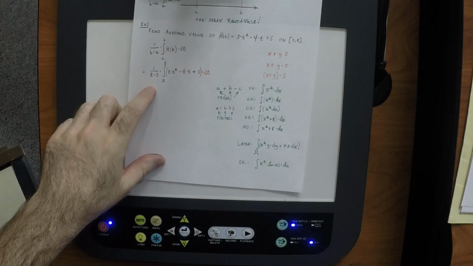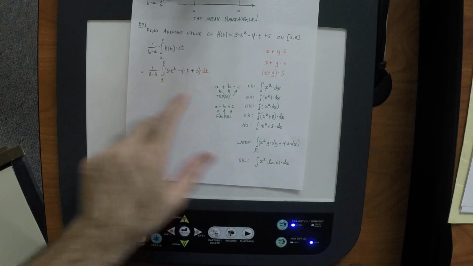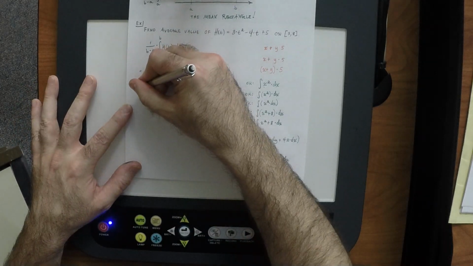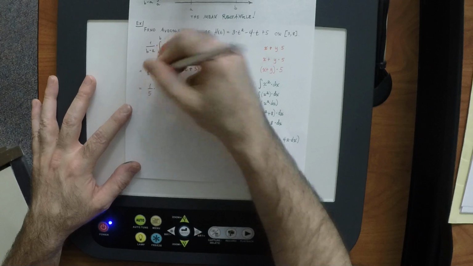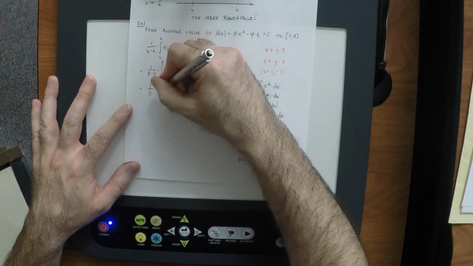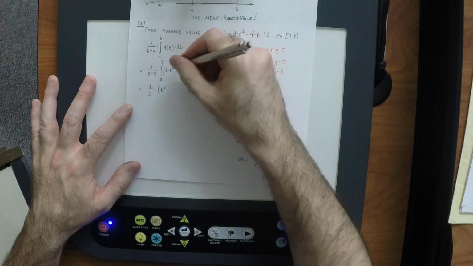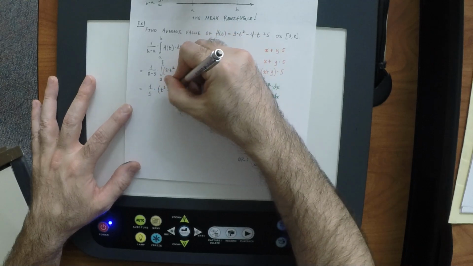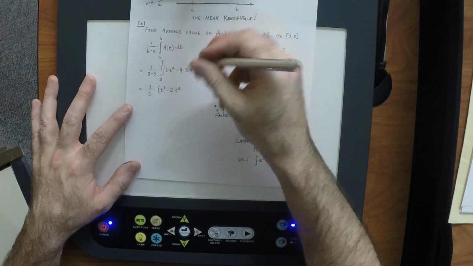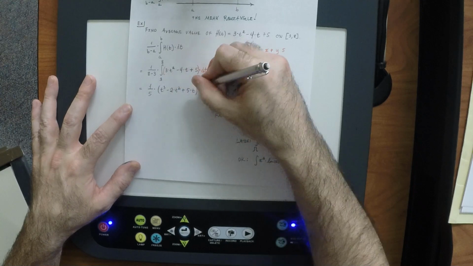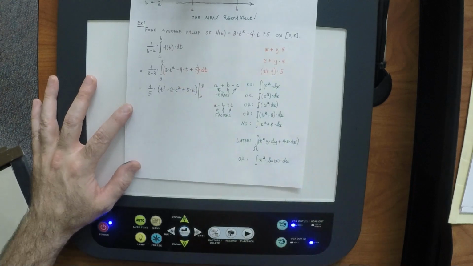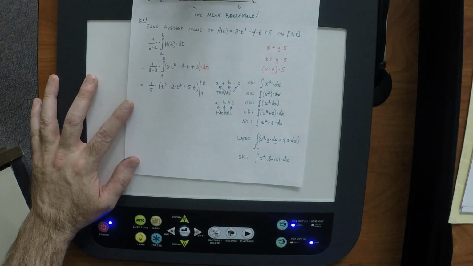Okay, so here we go. Good. Let's just zoom past this part because now this is boring. So 1 over 8 minus 3, that's 5. We can use the fundamental theorem. That'd be what? t cubed minus 2t squared plus 5t, and then evaluated from 3 to 8. Any question about that?